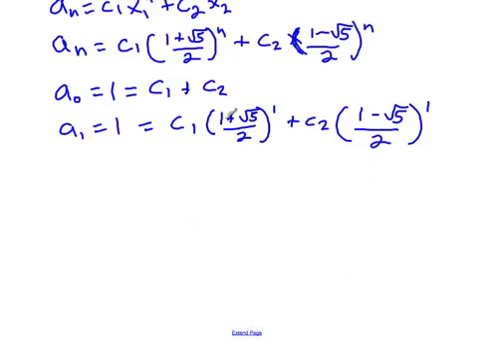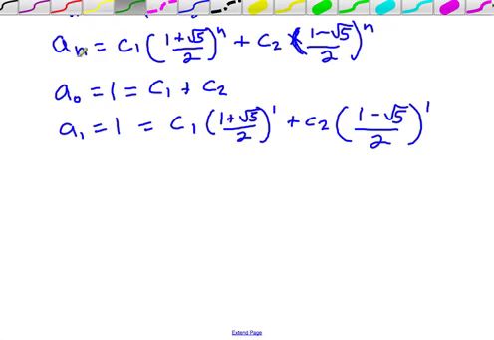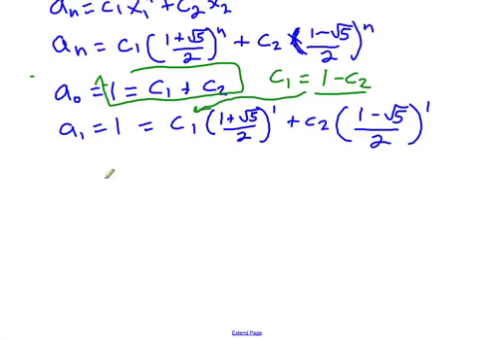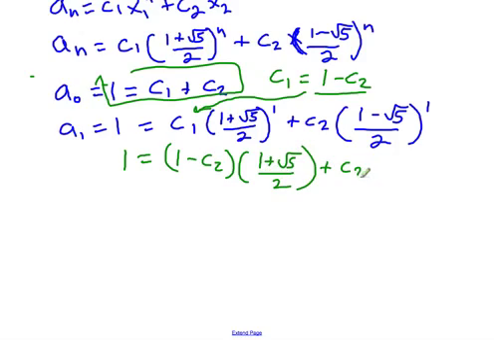Okay, so now we have to find c1 and c2, we have to solve this system of equations. It's going to be pretty tough. It's going to take a lot of steps and a lot of complicated algebra and surds and such, but we're going to get this done. So if you look at this equation here, this means that C1 equals 1 minus C2. So we're going to substitute that in right here. We have 1 equals 1 minus C2 times 1 plus root 5 over 2 plus C2 times 1 minus root 5 over 2.